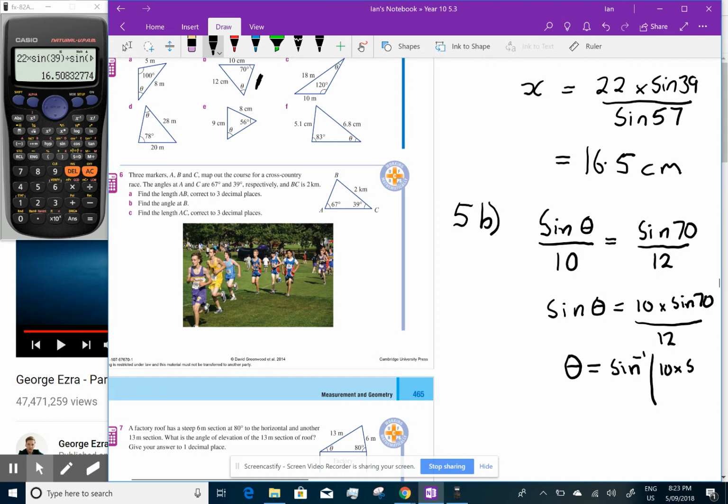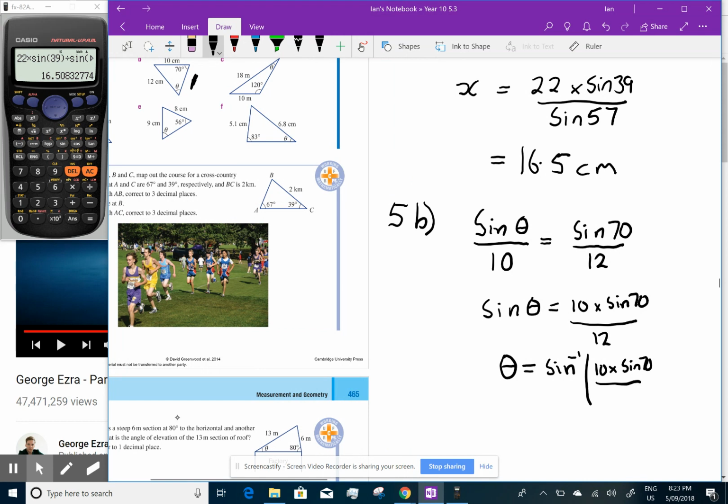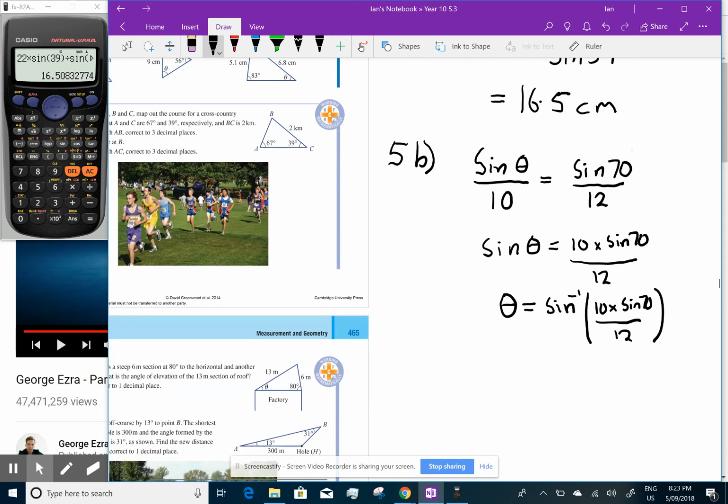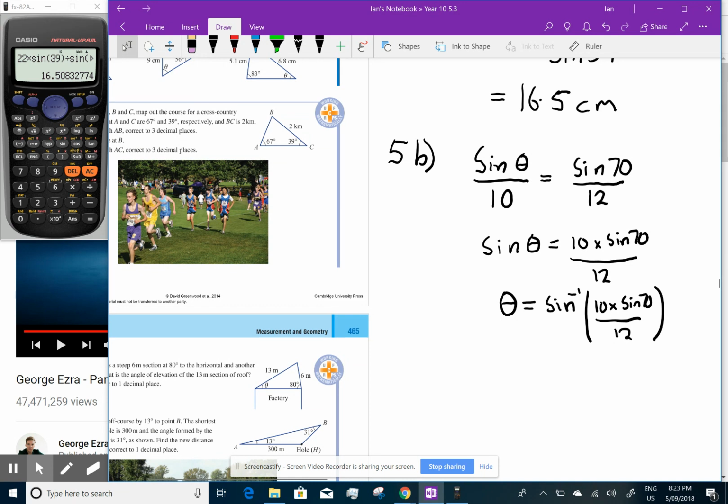10 times sine 70 over 12. And then I put that in my calculator, and I like to do it all in one go. I don't do it by parts. So over here, shift sine. Put my fraction button in. 10 times sine 70. And you'll notice that the brackets come up every time when you do sine, which is good, over 12. Close my brackets.